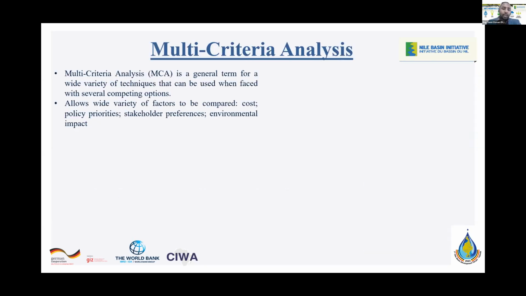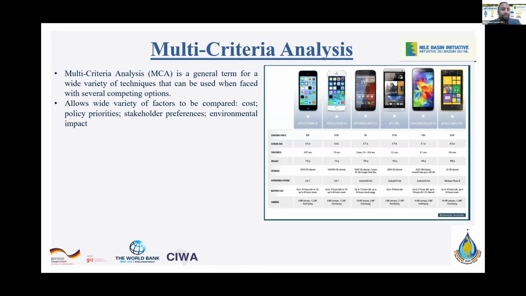Now we'll jump to the MCA. What is MCA, or multi-criteria analysis? In general, it's a term for a wide variety of techniques that can be used when faced with several competing options. It also allows for a variety of factors such as cost, policy priorities, stakeholder preferences, and environmental impacts. We use MCA on a daily basis. For example, if you want to buy a phone, you compare different phones, you check the specs, the screen size, battery, camera, etc. So even when buying a phone, you're actually conducting an MCA.